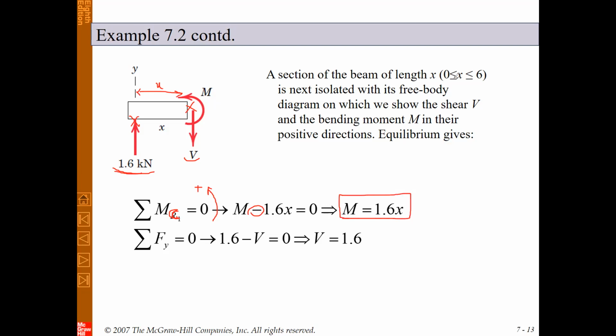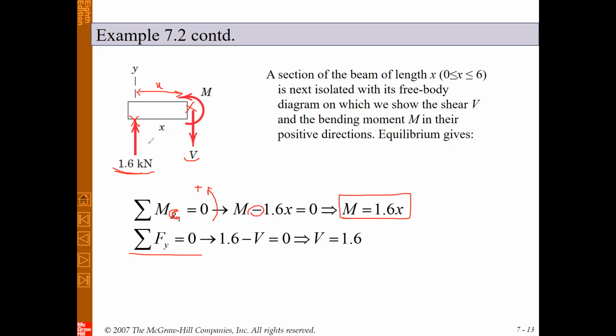So for x between 0 and 6, M is 1.6 multiplied by x, and the force equation in y direction must again be equal to 0 because we have the equilibrium condition.